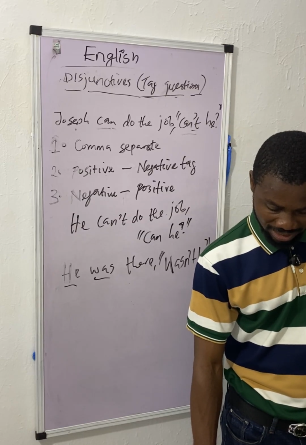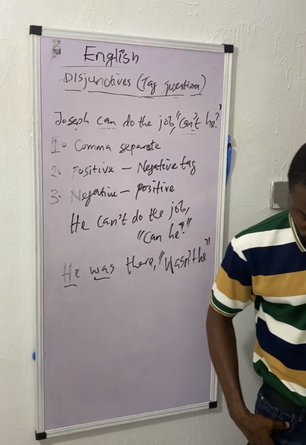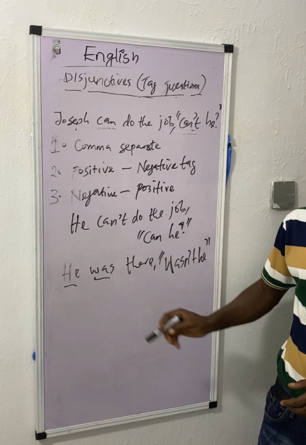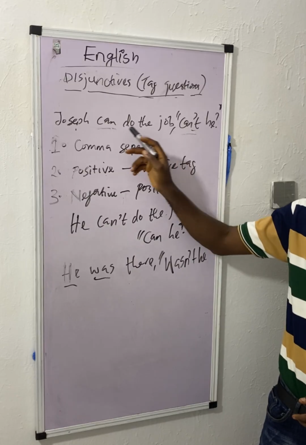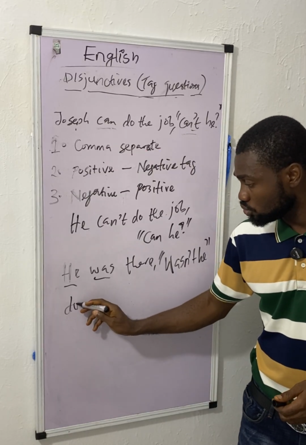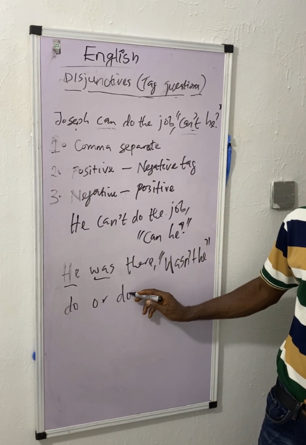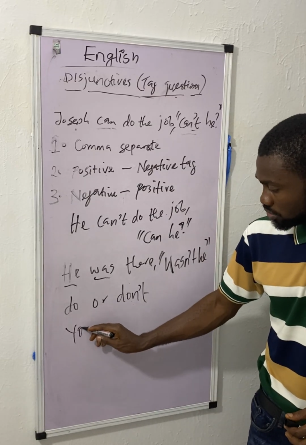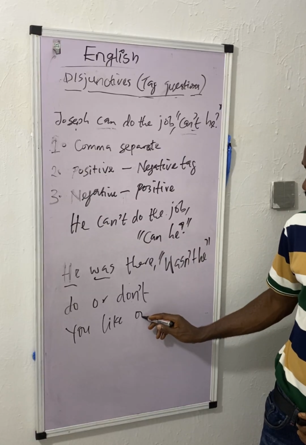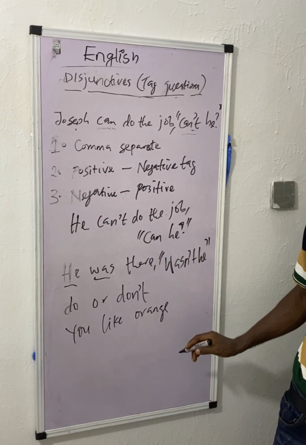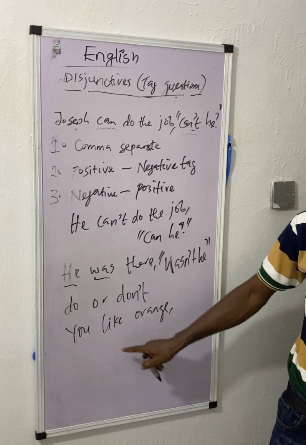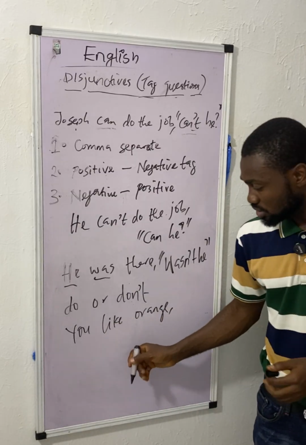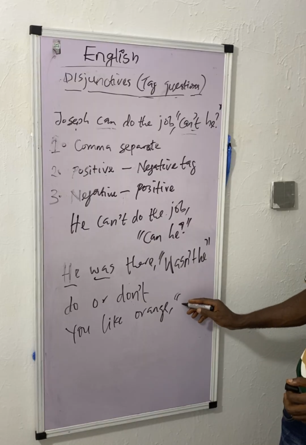So the next one is that when we encounter a statement without an auxiliary verb, what do we do? If you encounter a statement without an auxiliary verb, you use don't or do, depending on the statement. Is it positive? So for example, you like orange. No auxiliary verb here. Like is not an auxiliary verb. So you use don't you.